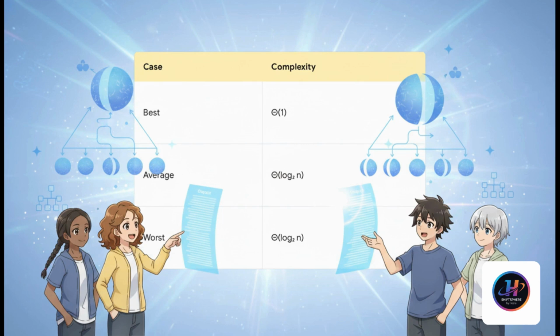It means that even if you double the size of the list you're searching, it only takes one extra step to find what you're looking for. Think about that. To search a list of 1 million items, it takes at most like 20 steps. That is the incredible power of cutting the problem in half every single time.